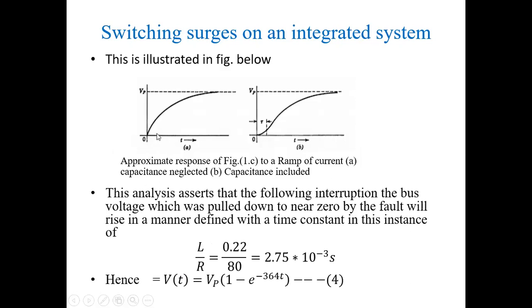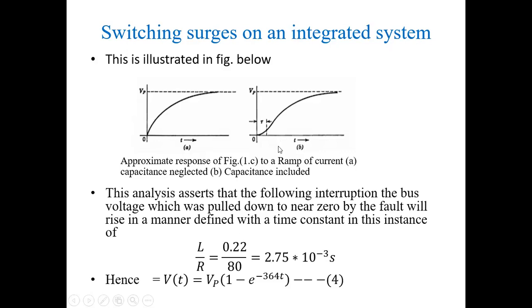And here the waveforms are drawn for the input of RAM current, for capacitance neglected as well as the presence of capacitance. In the first waveform, it is drawn between voltage and time period without adding the value of capacitance, so that it will be starting from zero. But in the second case, the effect of capacitance will be included in the circuit.